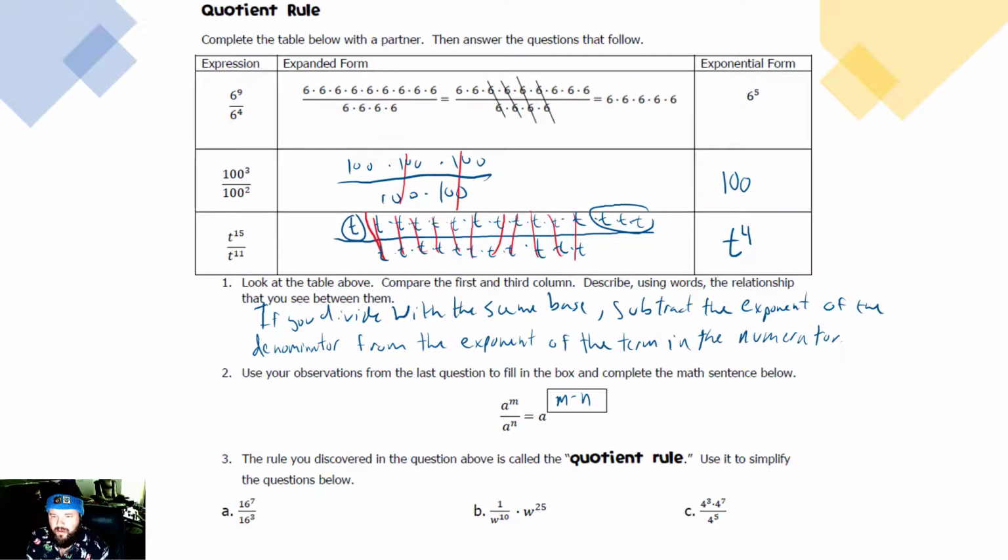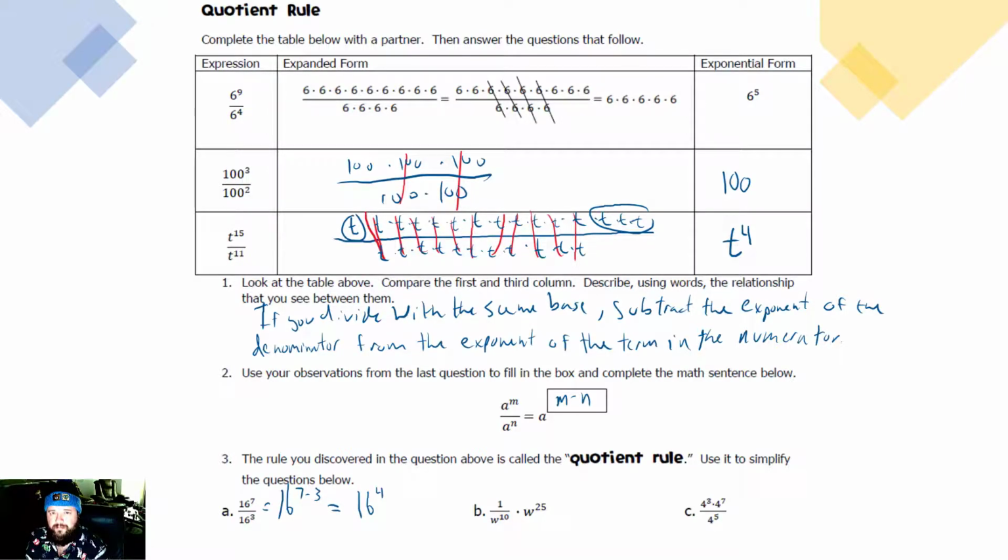So let's work these 3 problems like this down below. Part A, 16 to the 7th divided by 16 to the 3rd. So that's going to be 16, 7 minus 3, which is going to give us 16 to the 4th power.